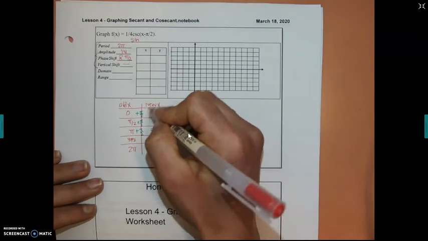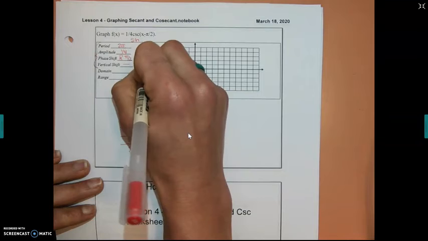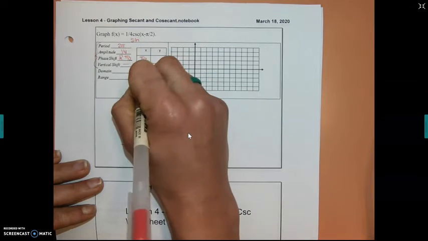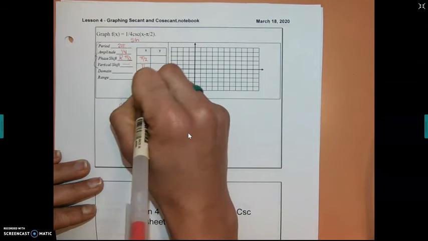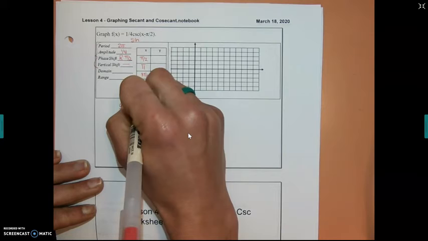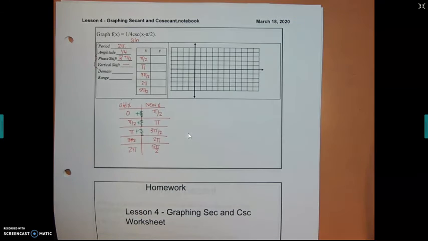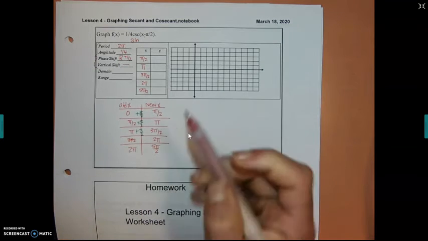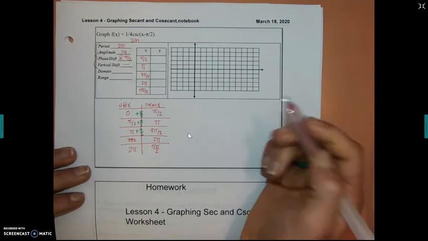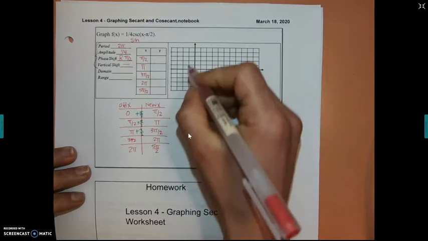And then this would be 5 pi over 2. Okay, so my new x values are going to be at pi over 2, pi, 3 pi over 2, 2 pi, and 5 pi over 2 when we shift them to the right pi over 2 units. Now, let's go look at what that's going to make the graph look like.